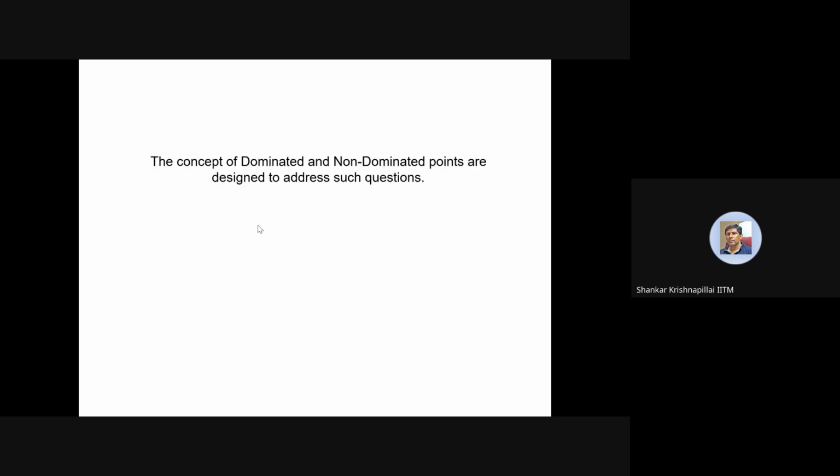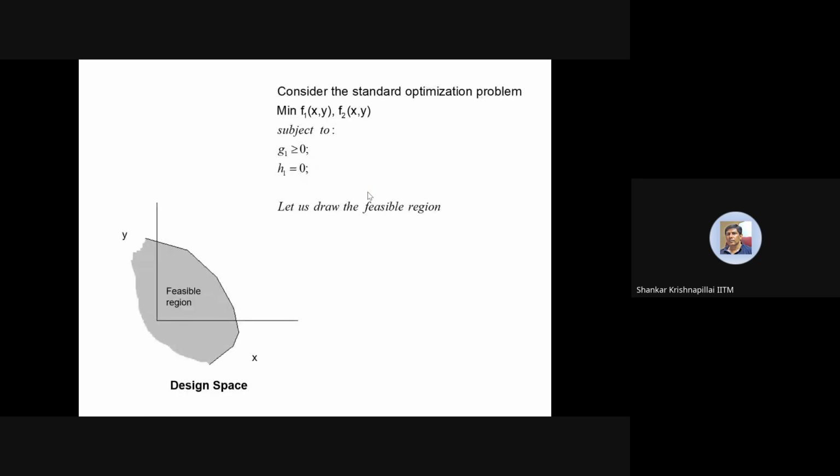So the concepts of dominated and non-dominated points are designed to address these questions. Now consider this multi-objective optimization problem: minimize f1(x,y), f2(x,y), subject to some feasible region. This is the feasible region, and there are two variables, x and y. This is called the design space because x and y are the design variables.